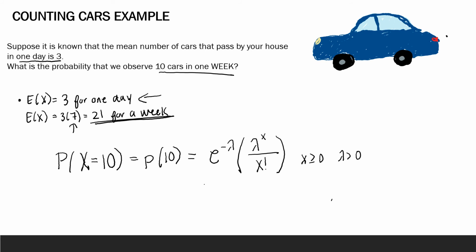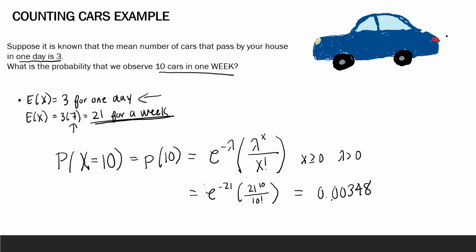Now, using the given information that lambda is equal to 21, we can simply plug it in to find the probability of interest. So here we would have e to the negative 21 times 21 raised to 10 all over 10 factorial. And this comes out to 0.00348.